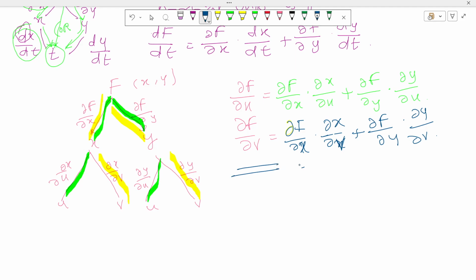So this is the concept behind these two partial derivatives. This type of derivative is known as the total derivative. Total derivative. See here how to calculate the total derivative.